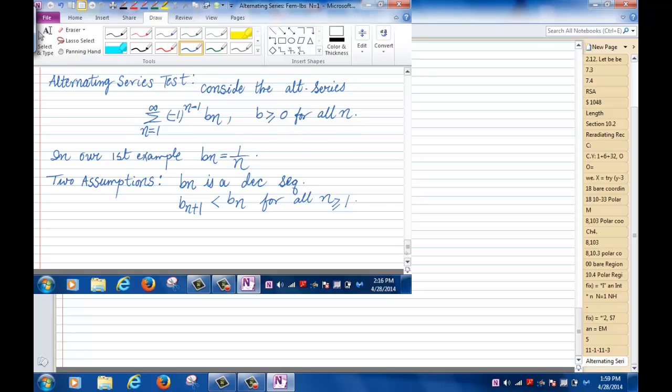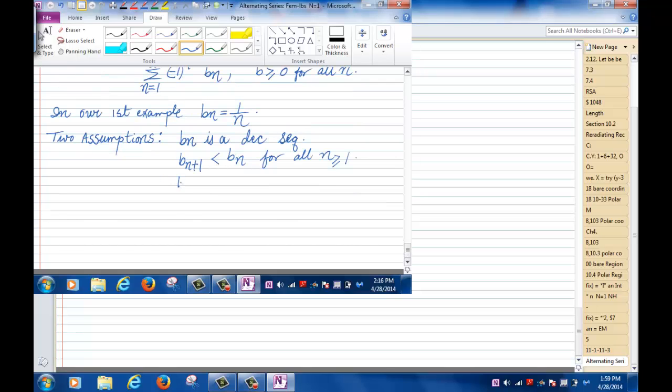Okay? What does it mean? It means that B1 is larger than B2, larger than B3, larger than or equal to Bn, Bn plus 1. Am I making sense? It's a decreasing sequence. So that's my first assumption.